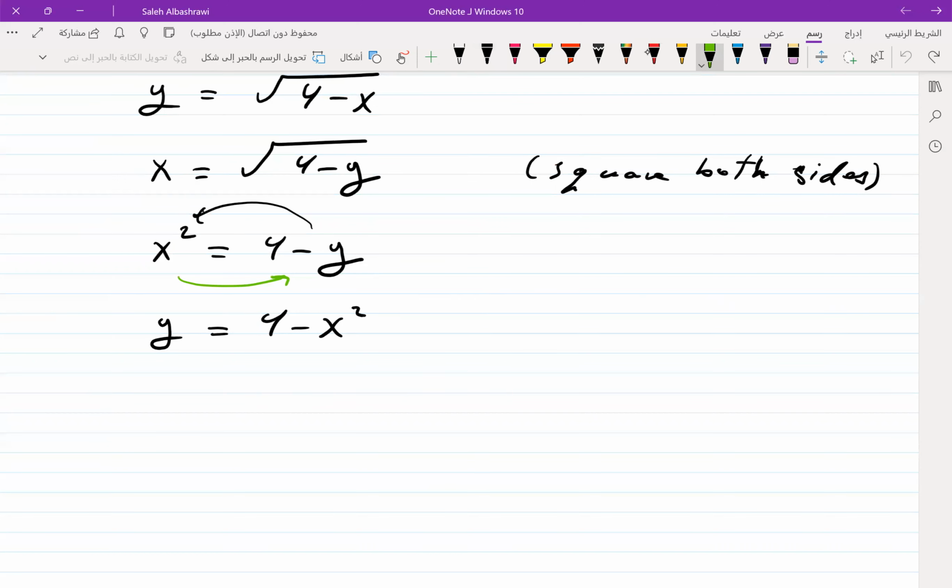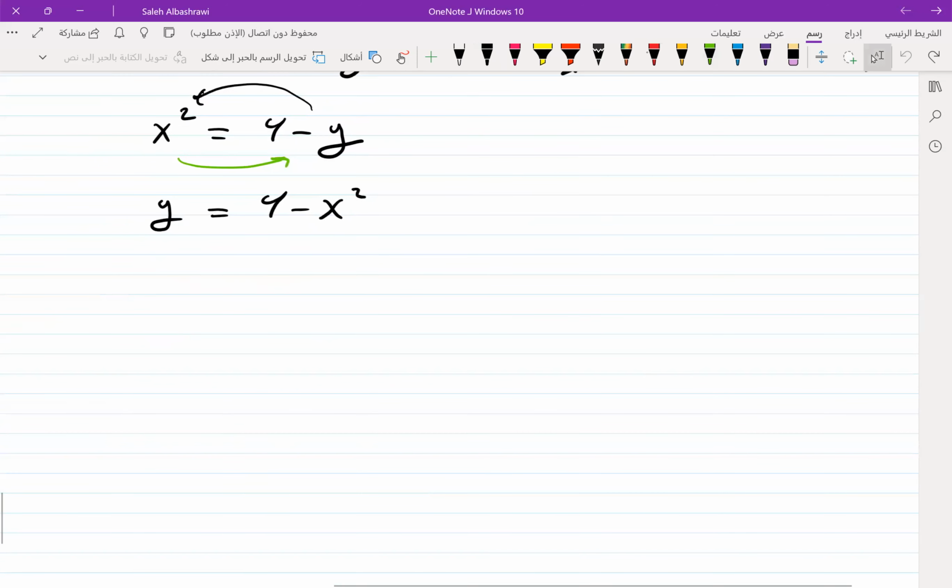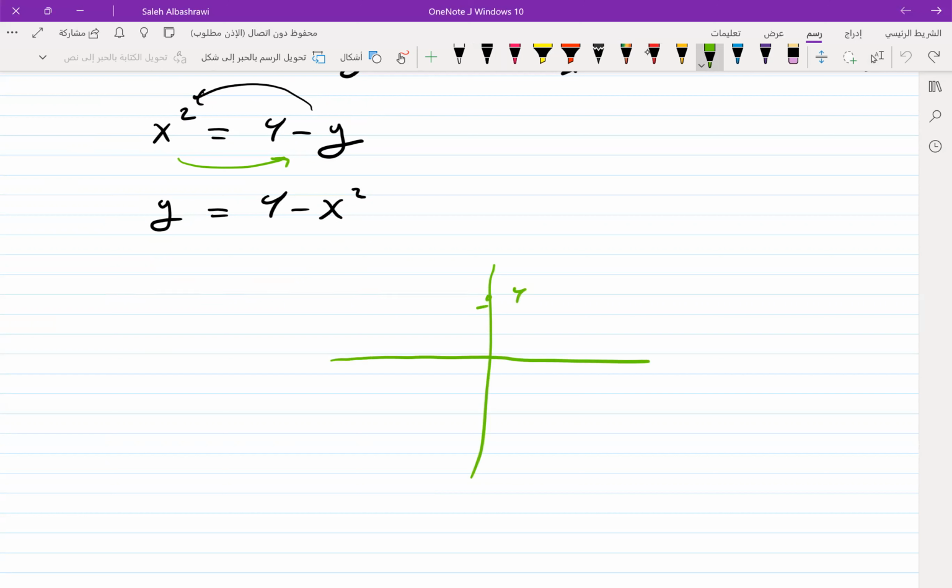But we have one problem in this function now. y equal to 4 minus x squared. The graph for this function, this is 4, and this is 4 minus x squared. It is down. By the horizontal line test, we can see there are two intersecting points. If I graph any horizontal line, you can see it means this is not a one-to-one function.